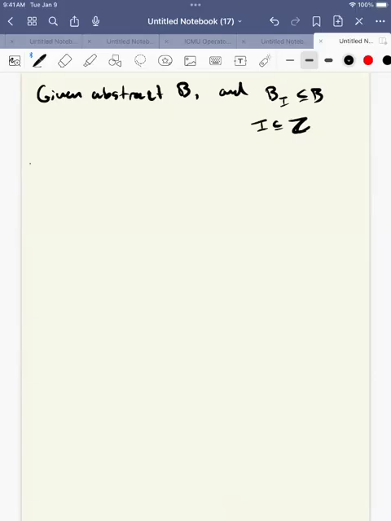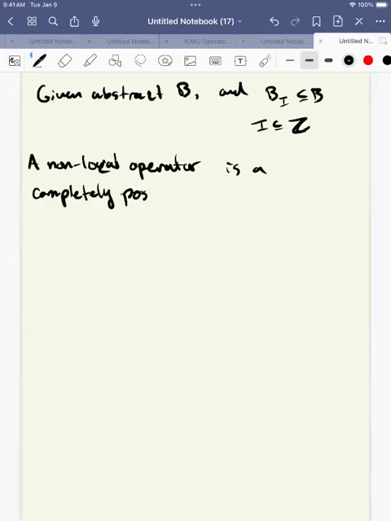So what are the non-local operators here? And so here's kind of a formal definition. A non-local operator is a completely positive map from B to B. So I'll tell you what that means in one second. Completely positive. You may be familiar with this term from quantum information. From B to B. So what does completely positive mean?